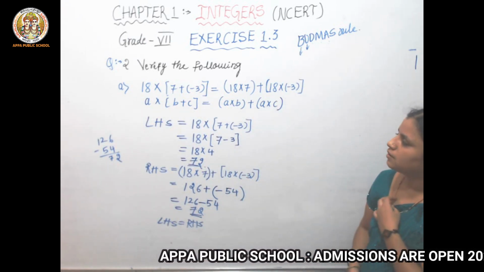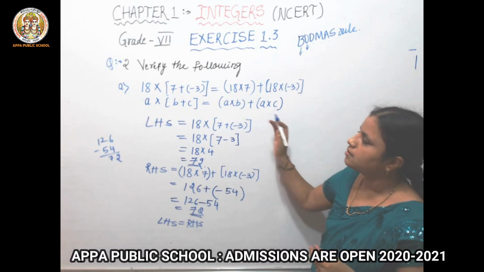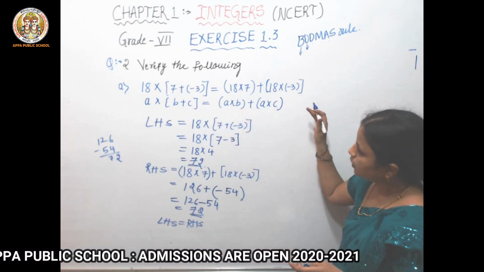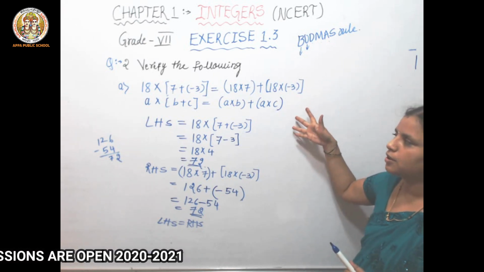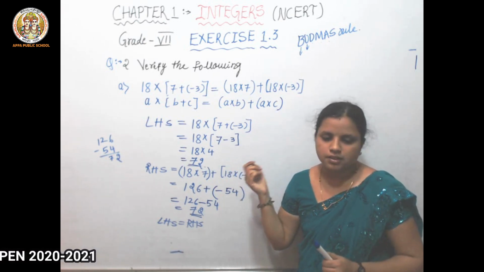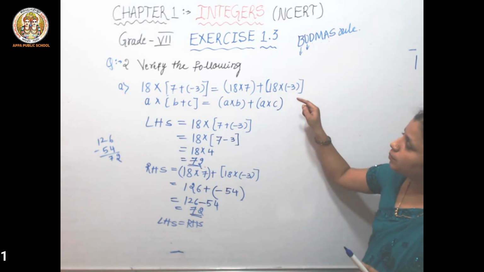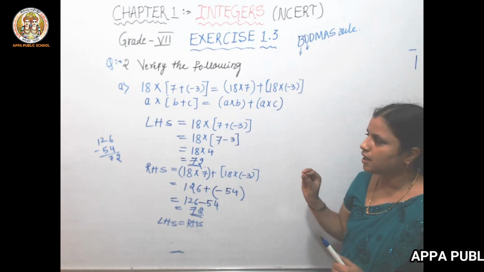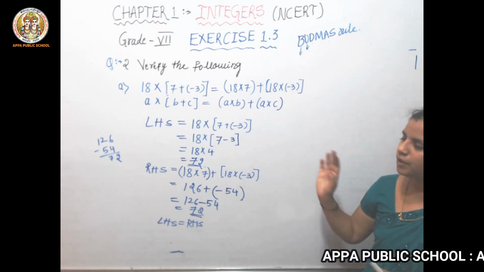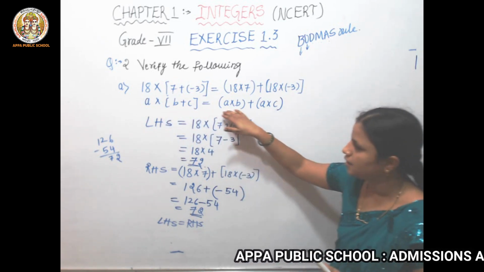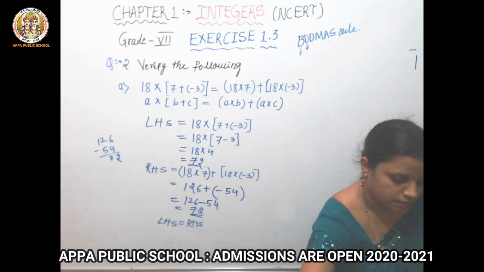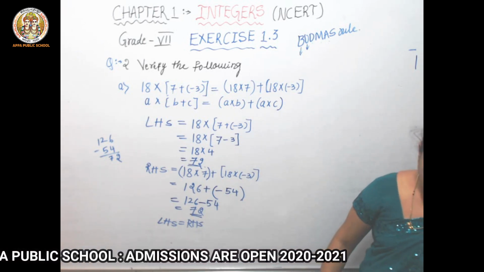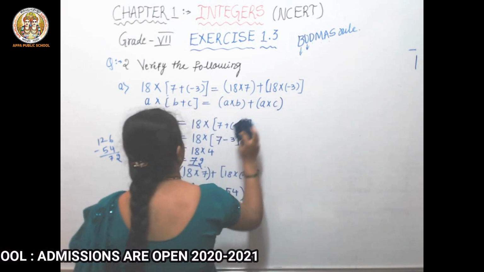Here we are showing whether these elements satisfy the distributive property or not. Here there is no need to mention the property, because they didn't ask to mention the property. They just said verify the following. But for your understanding, I just said it is the distributive property. This is the solution for A. The next, B1.